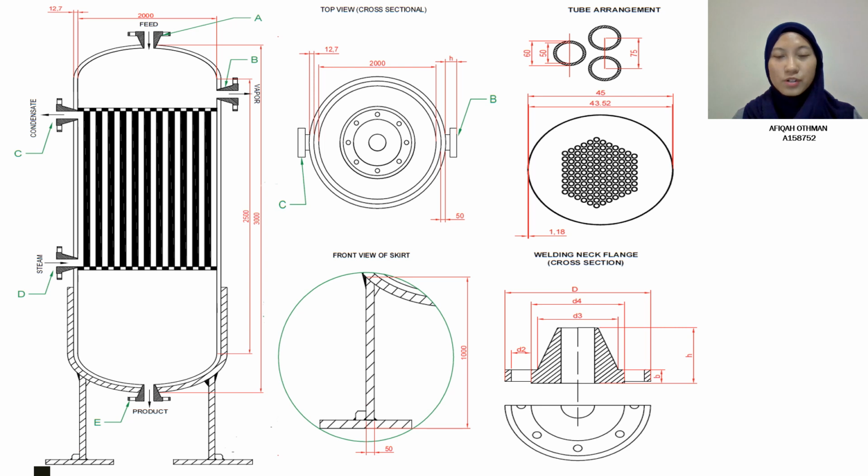So this is the tube arrangement. The tube arrangement is in triangular pitch. So the tube will be 50 in the inner diameter and 60 the outer diameter. So the pitch is 75 mm. So this is the tube arrangement, as we have here is 119 tubes. So this is the cross sectional of welding neck flanges.